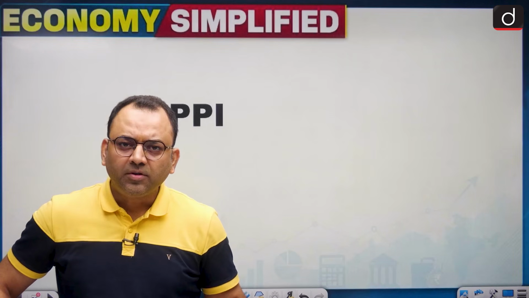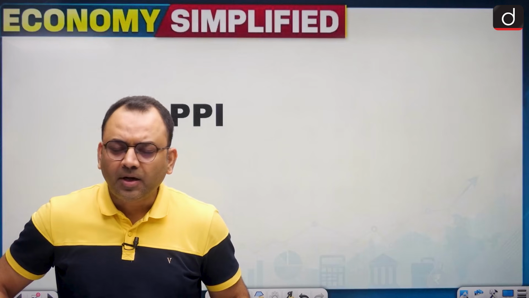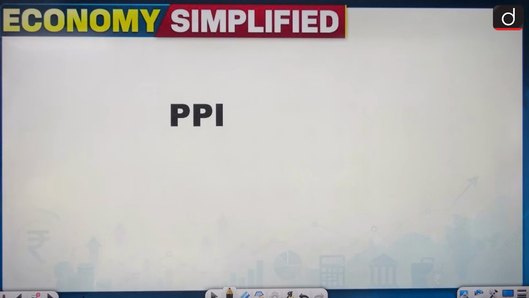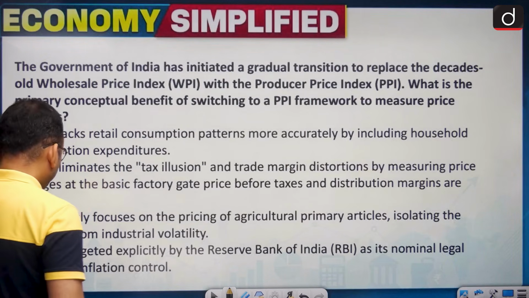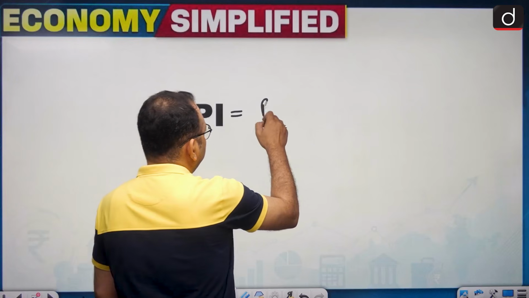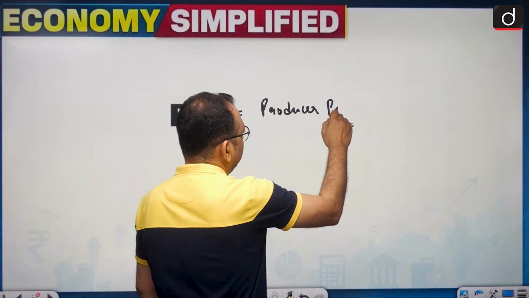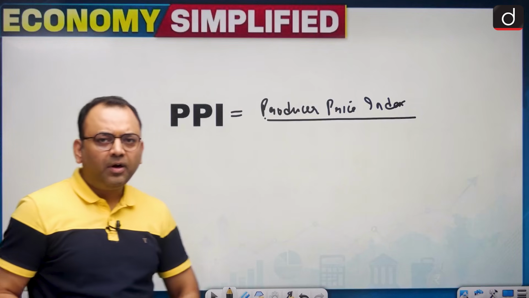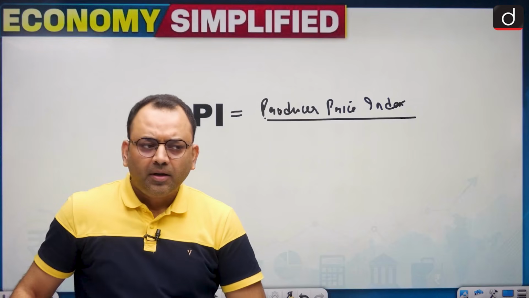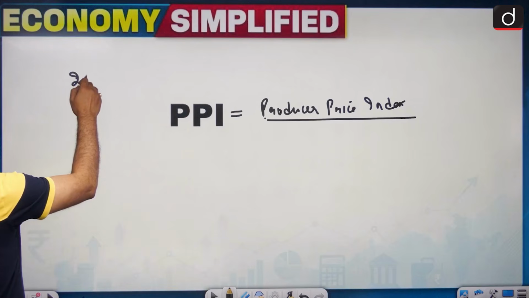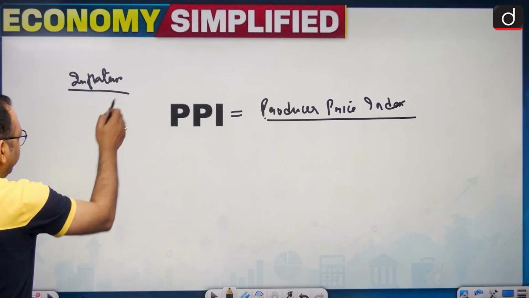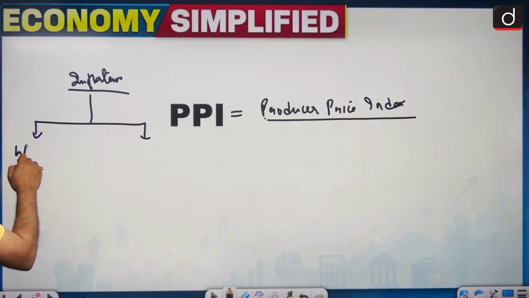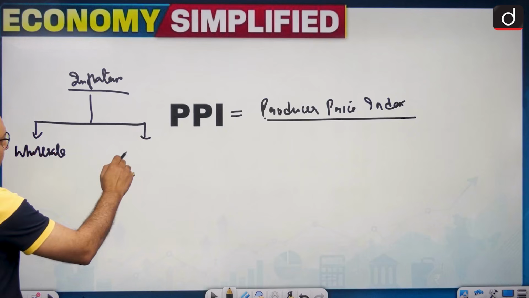In the same sequence, we are discussing a topic called the PPI or the Producer Price Index. Let's see what that is. Friends, PPI stands for the Producer Price Index. In a previous video, we talked about inflation, right? The inflation in India is measured as of now at two stages, at the wholesale level and at a retail level.